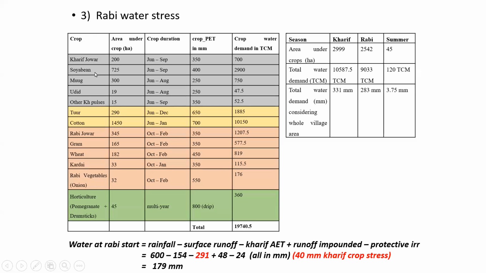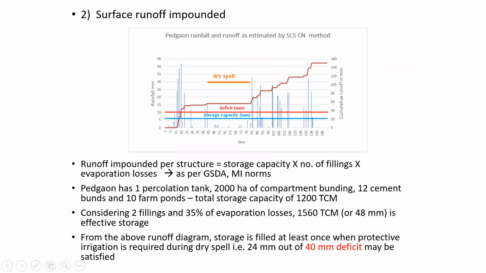We get the kharif crops, and these are the rabi crops here, and we know the total rabi crop water requirement. Then we know at the end of the kharif season how much soil moisture was available, how much groundwater was available, and then the water at the rabi start can be computed from that. So this is what explains this diagram.